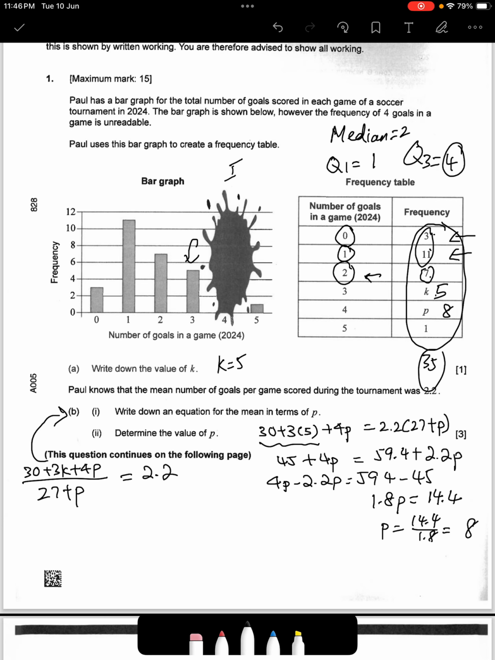So to find the IQR, it is basically taking 4 subtract 1, which gives me 3. Now we realize that these two numbers are pretty much the same as what we had in 2025. If you look at the range, if we take the highest number of goals and the lowest number of goals, the range is actually 5 subtract 0, which gives me 5.